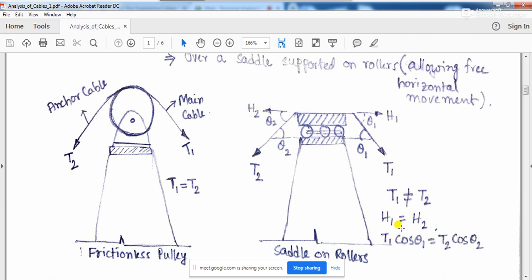Okay, so T1 cos theta 1 will be equal to T2 cos theta 2. What is H1? H1 is nothing but the horizontal component of this T1. If this angle is theta 1, this is T1 cos theta 1, and on this side the tension is T2, so if this horizontal angle is theta 2, H2 will be equal to T2 cos theta 2. Is it clear? Is there any doubt up to this point?